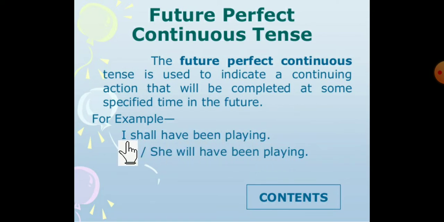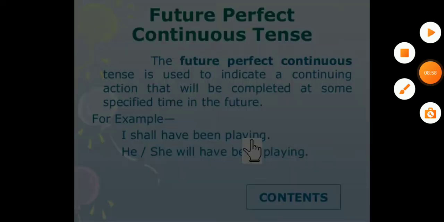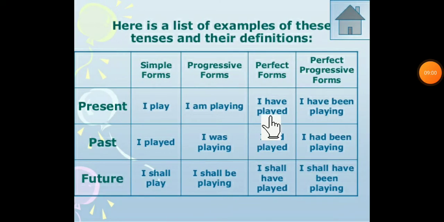Here also we have to use ing, so playing. So here the subject is I, then you can use shall or will, then have been. Have been is important. Have been playing, here verb ing form. Got it? So that is the future perfect continuous tense. Now, here see the list of examples of these tenses and their definitions.